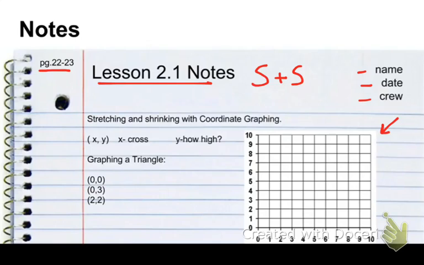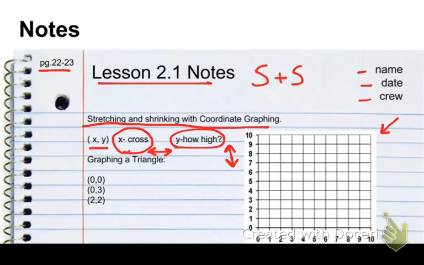Okay, so how does this lesson work? We're going to be doing some stretching and shrinking using coordinate graphing. Coordinate graphing, again, is making points using x and y coordinates. Most of you probably remember how to do this, but if you don't, here's the trick I use. I look at x as a cross, so right and left. And y asks me how high, up and down. And x always comes first.